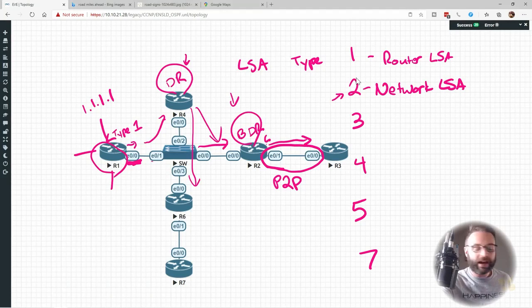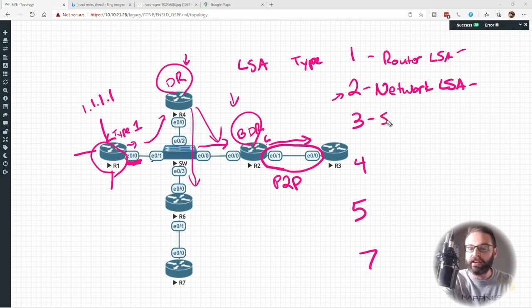So the router LSA identifies the router itself as well as all of its attached segments. The network LSA is really used by the designated router to identify who the designated router is on a particular segment, as well as all of the routers on the same Ethernet segment.